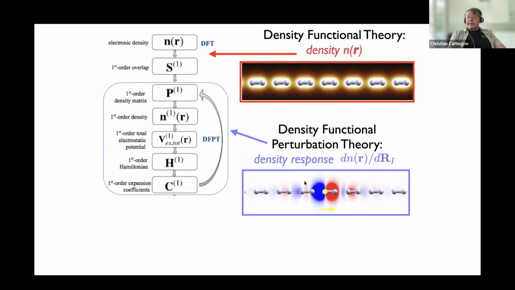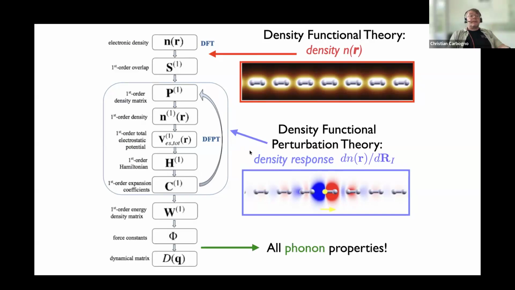Look at this. This is no longer a periodic property. Here, obviously, the response is centered around the perturbation. So here we have moved this yellow atom. So obviously, we see the most change in the electron density around this atom. And once you have calculated all of this, you can calculate the phonon properties.